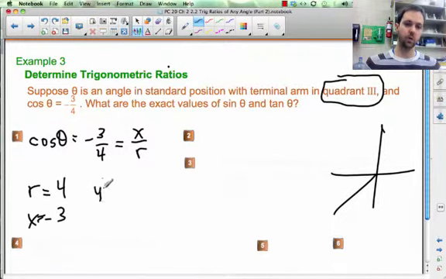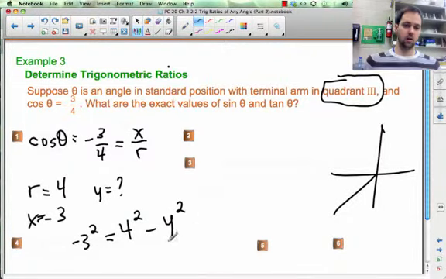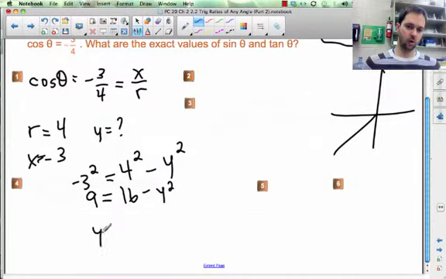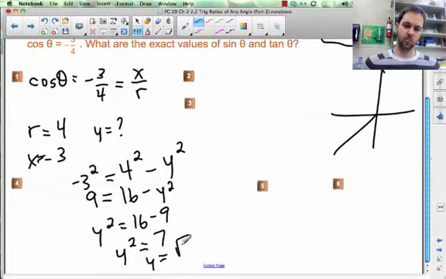Well, we need our y value in order to find the sine. We can find that using our Pythagorean theorem. Negative 3 squared equals r squared, which is 4 squared, minus y squared. So 9 equals, and I don't know why I did it this way because now I'm going to have to make adjustments. 9 equals 16 minus y squared. So let's swap the y squared and the 9. Y squared equals 16 minus 9. Y squared equals 7.